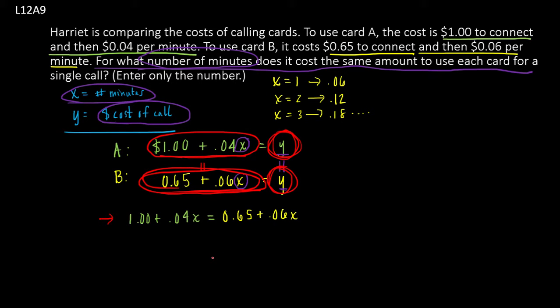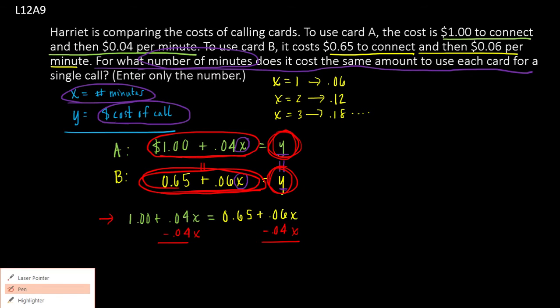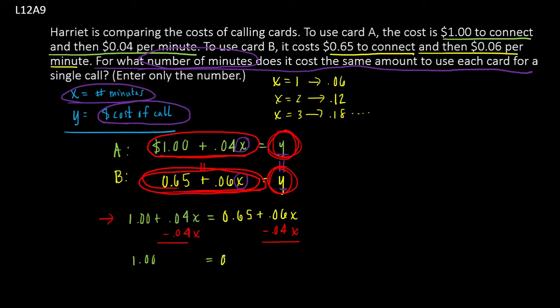Okay, so now I've done my substitution. I've set up my equation. Now I'm going to do some simplification. So I'm going to gather like terms. I'll start off by subtracting 4x from both sides of the equation. That gets me to 1 is equal to 0.65 plus 0.02x. Now I'll subtract 65 cents from both sides.